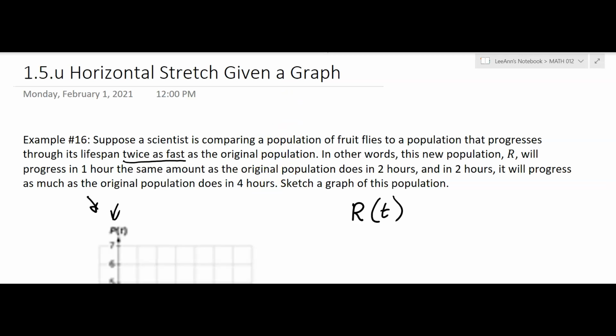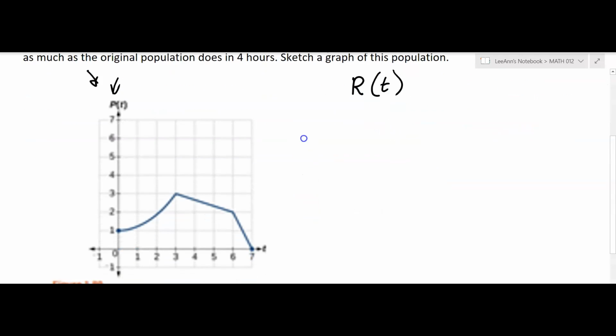It's not scrolling for me. Why is that? Let's see. Okay, there it goes.